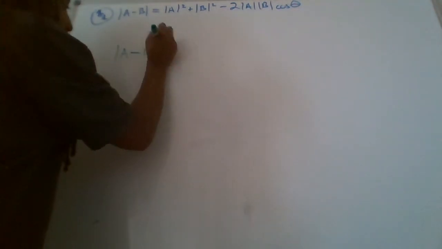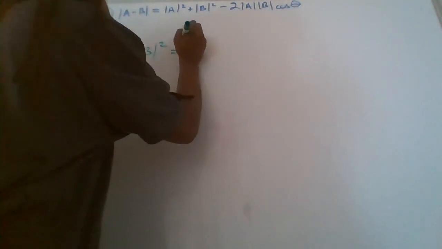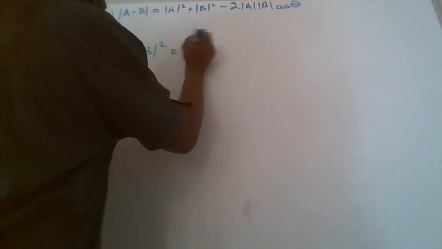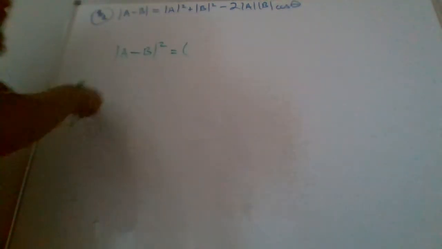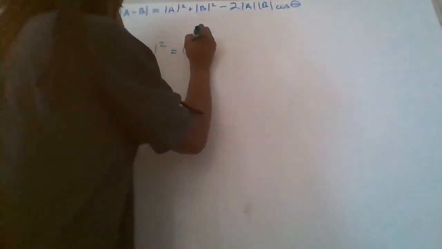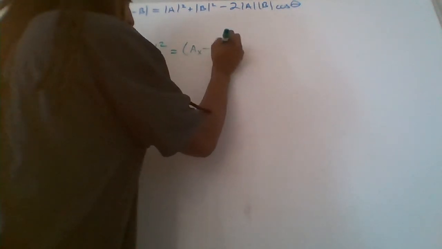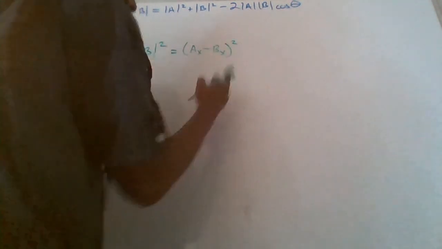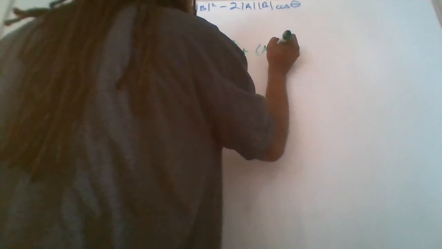All right, so A minus B squared, component-wise, is equal to, let's see, it would be the x term, or the i term from here, which I would label as x, like I said. So we get ax minus bx squared, plus ay minus by squared, plus az minus bz squared.